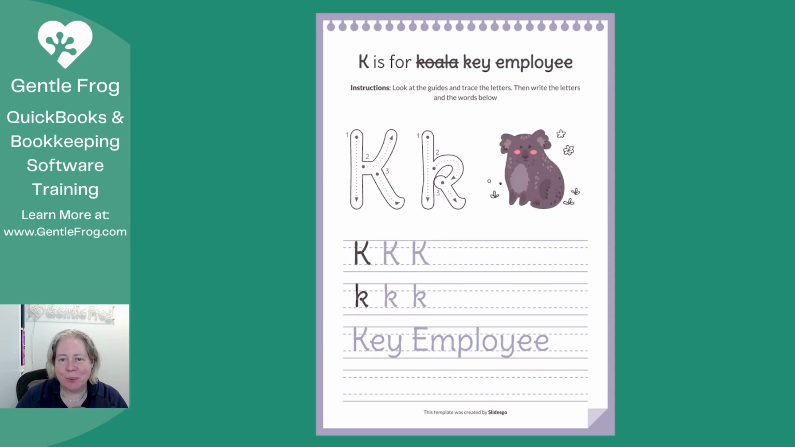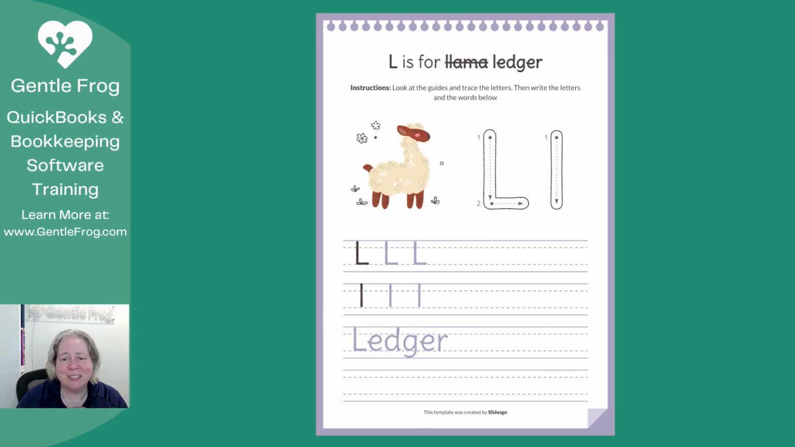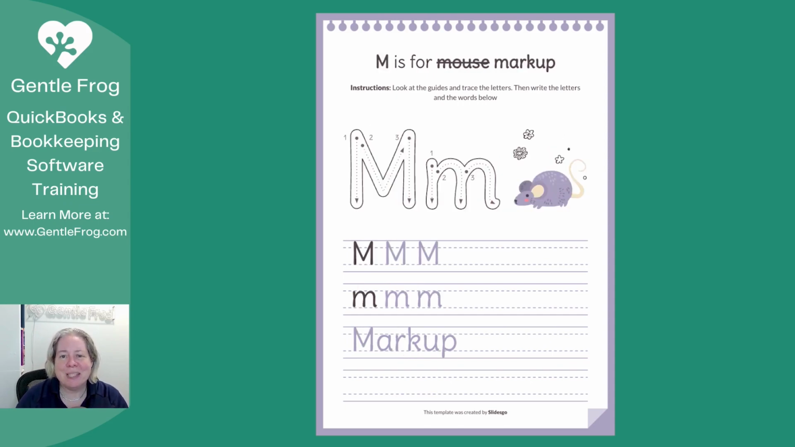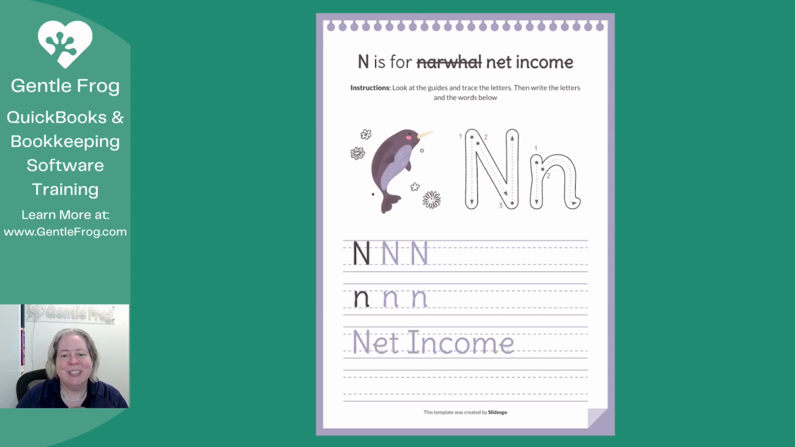K is for key employee. Don't forget the amazing people on your team. Make sure you tell them thank you, make sure you pay them well, and make sure that they just know they're appreciated. L stands for ledger. Ledger is simply a list of everything that's happened within your accounting program. So think of it like your old checkbook register if you're my age and older. M stands for markup. Don't forget when you buy something that you're going to turn around and resell, you want to make sure you have the appropriate markup on those things that you sell.